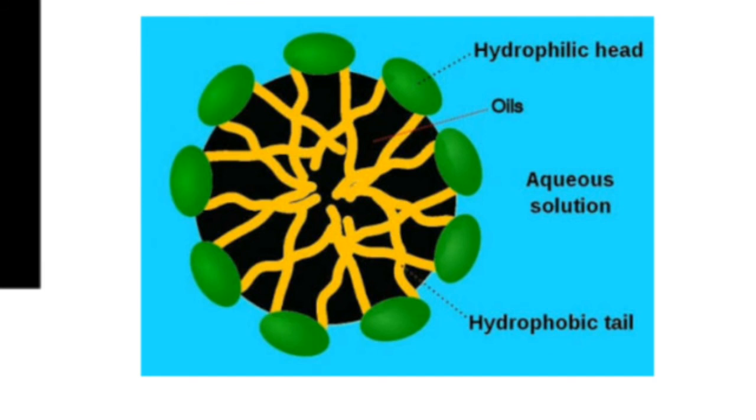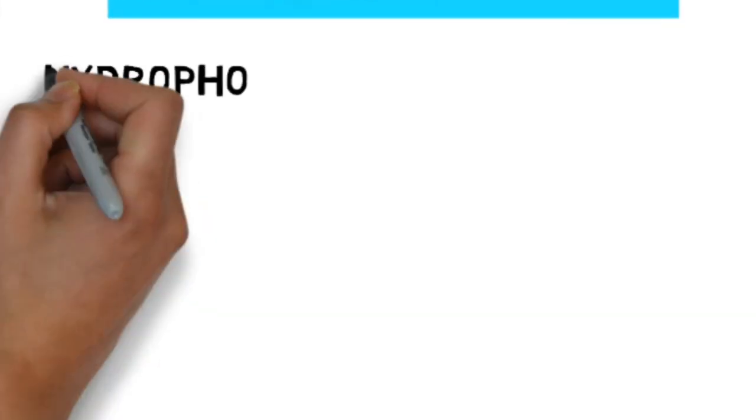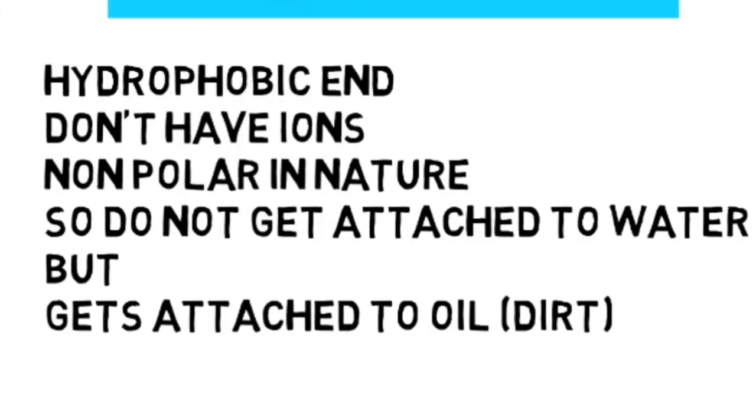You can see in the figure that in between all the tails of the soap molecules, a big black colored dirt molecule is trapped. The hydrophobic end does not have ions because it is exclusively made up of carbon atoms, like C17, C11, C13, different carbon atoms are there. They are non-polar in nature, undergo covalent bonds, do not have ions, do not have charges, therefore do not get attached to water. That's why it is called the hydrophobic end, but it gets attached to oil or dirt because oil and dirt also do not have charges.